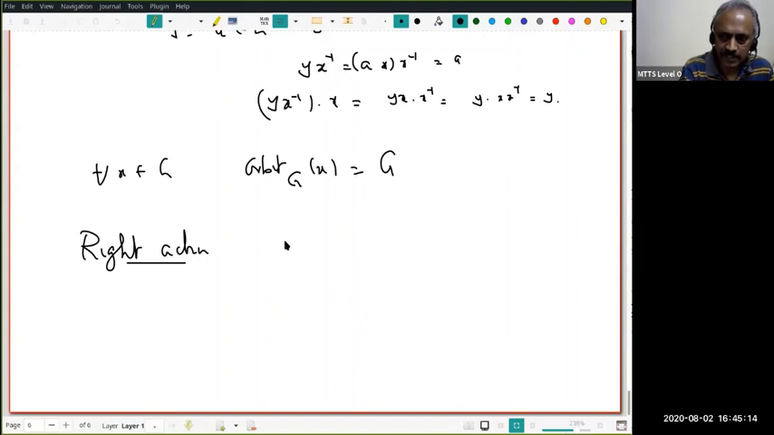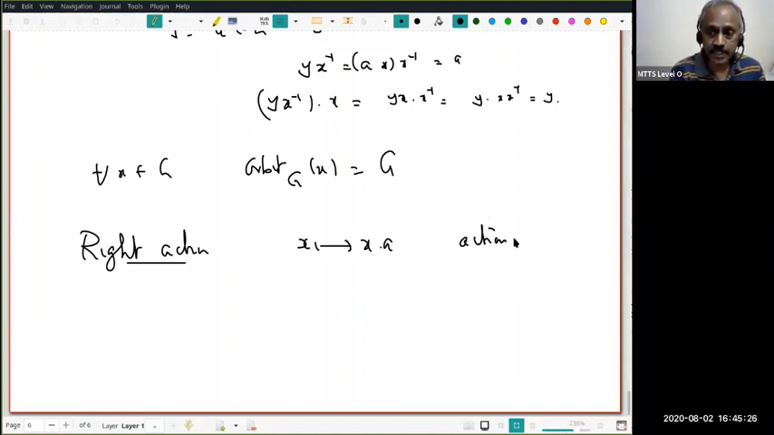There is an obvious guess, right? Right action should be x going to x times A. Okay. We have to check it's an action. I keep saying every time I define this that we have to prove it's an action, that is, it satisfies the conditions. Okay, group action definition.